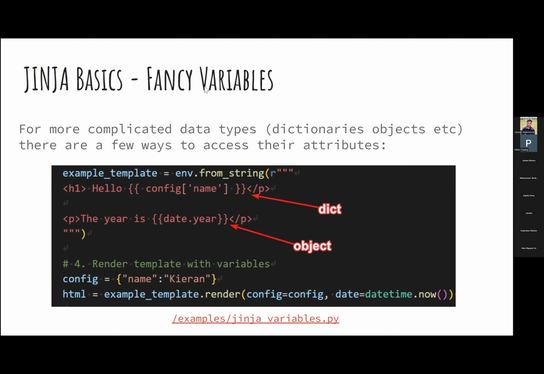Looking at the fancy variables, so now we're dealing with some more components here. For more complicated data types, such as dictionary objects, there are a few ways to access their attributes. So we have here a hello and then config name from the dictionary component. And then here we have the year is, date, and then year, which is an object. So then we can look at here, we have config is set to with name, and it says Kieran, that's the dictionary component there.